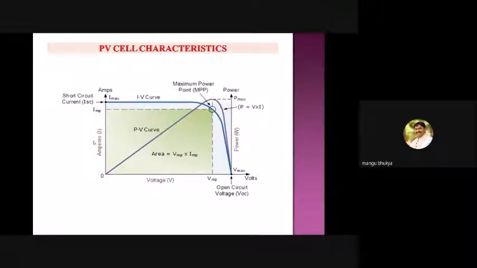Voltage 0 means short circuit. Without connecting any load, if you directly connect the positive terminal to the negative terminal with a wire, the voltage is 0, but under that condition you get the maximum current. You know current always flows in a closed path. So under short circuit condition, we get the maximum current.